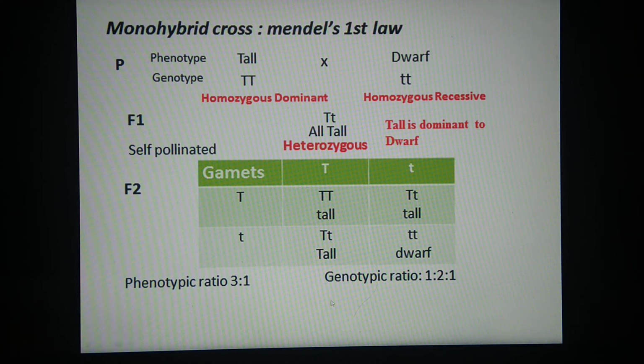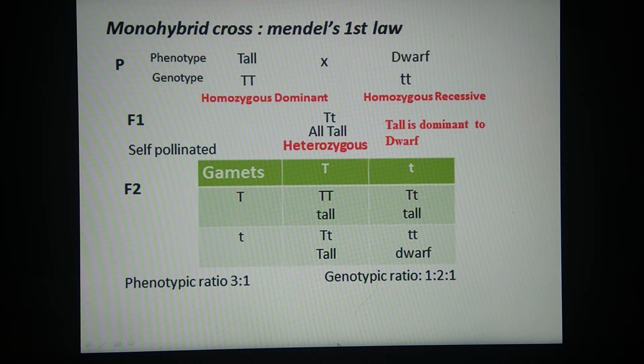We are studying the topic inheritance and variation. Already we have studied the meaning of the word inheritance, that is transmission of characters from one generation to other, and the word variation means difference between the parent and the offspring.